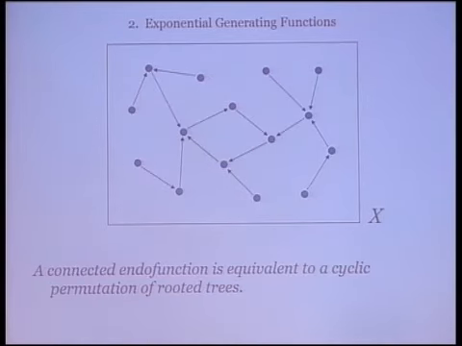Well, what about a connected endofunction? That looks kind of like this. From every vertex, you can follow the arrows, and since you're on a finite set, you'll eventually get caught in a cycle. And since this endofunction is connected, the graph will have exactly 1 cycle. If you then delete the edges from that cycle, you'll have a graph with no cycles. Each connected component will be a tree, and each will have exactly 1 vertex on the cycle. So you end up with a cyclic permutation of a set of rooted trees.